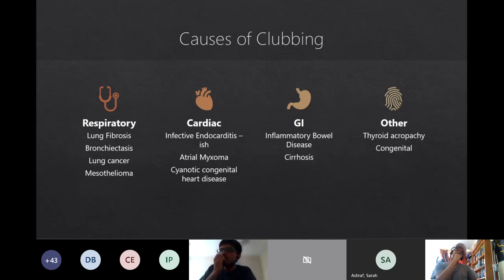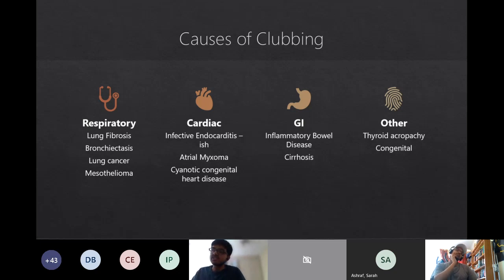GI causes. Inflammatory bowel disease is the biggest cause. Celiac disease can also cause it. I didn't put it on the slide, but it definitely can. And cirrhosis. Those are the big two, but celiac disease definitely causes it as well.